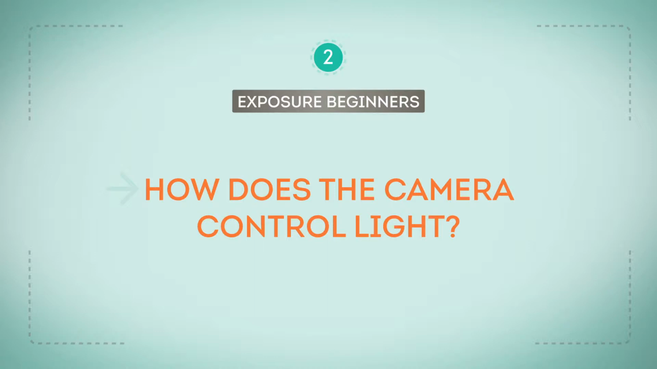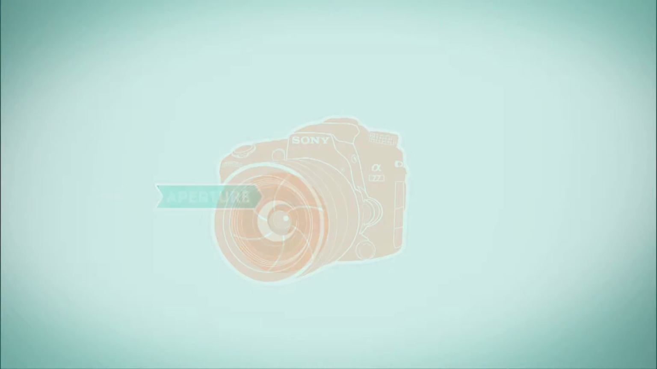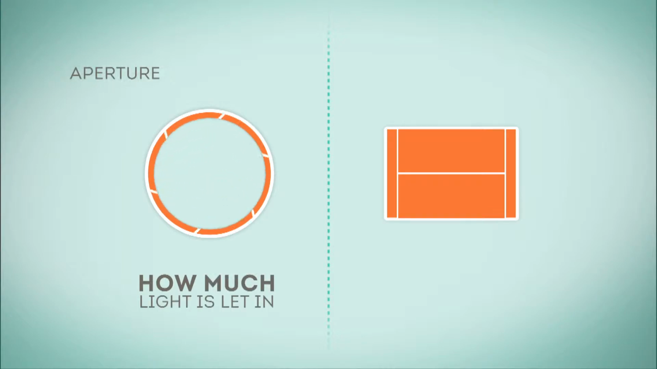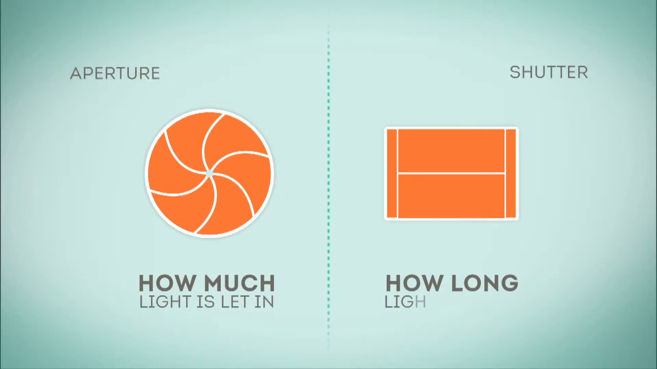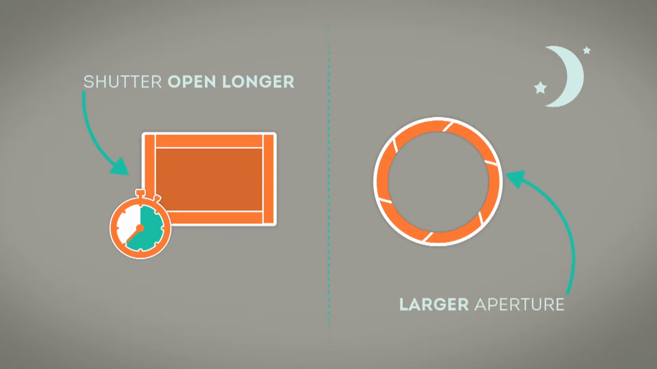So how exactly does the camera control the correct amount of light needed? Simply with the combination of two devices, the aperture and the shutter. The aperture controls how much light is let in, and the shutter controls how long light is let in for. For example, in dark conditions, where we need more light, the camera will either keep the shutter open for a longer period of time, or set a larger aperture to increase the amount of light entering through the lens. Both actions let more light in.